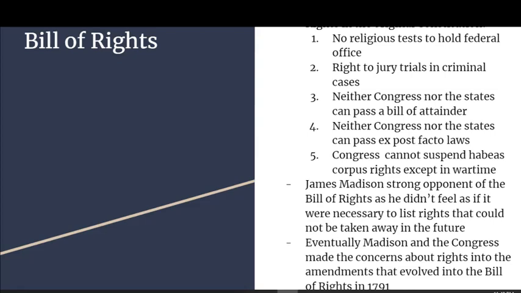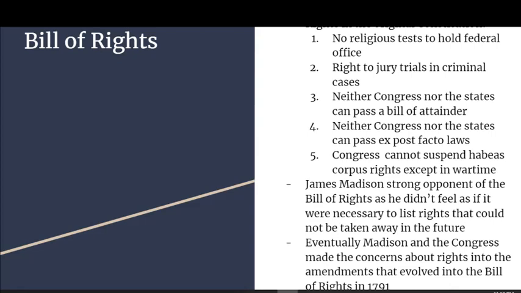Third, Congress can't, or no states can pass a bill of attainder. Fourth, neither Congress nor the states can pass ex post facto laws. Fifth, Congress cannot suspend habeas corpus rights except in wartime.